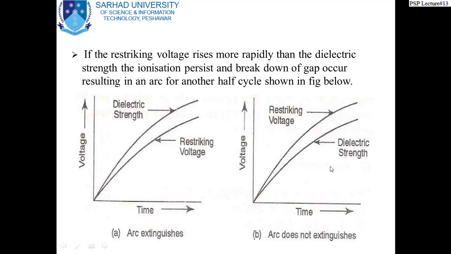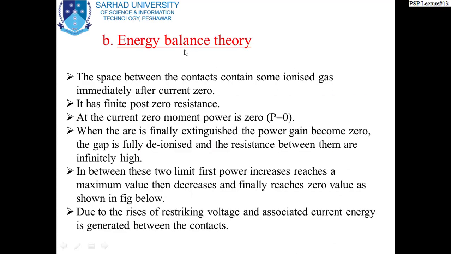Okay. The second theory, the energy balance theory. This was the first theory, and now this is the energy balance theory. Now, I have just narrated these points to you, and then I'll explain this theory with the help of the graph. The space between the contacts contains some ionized gases immediately after current zero. It has a finite post-zero resistance.